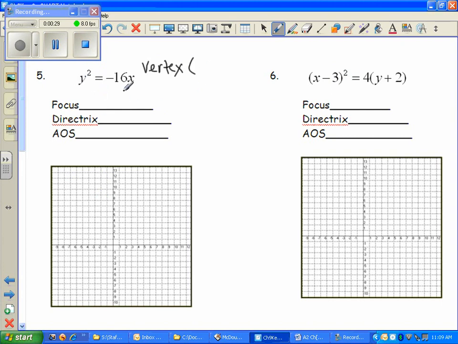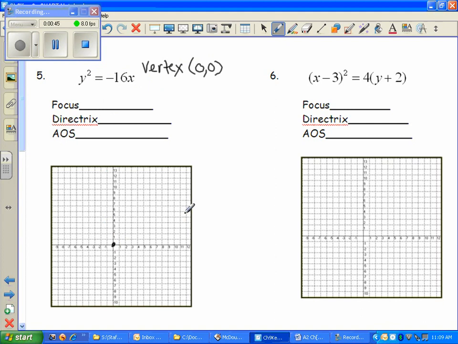Looking at the equation, it does not have any parentheses around the y before it's squared and no parentheses around the x value here. So we know that the vertex for this one is going to be at 0, 0. So I'm going to plot the vertex at 0, 0.